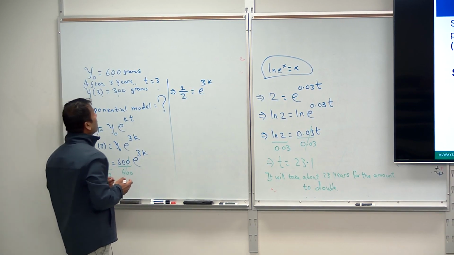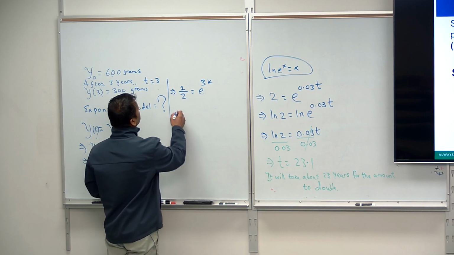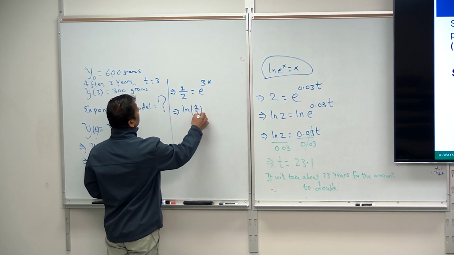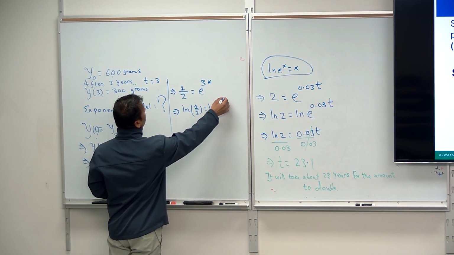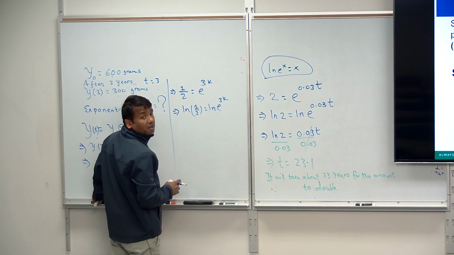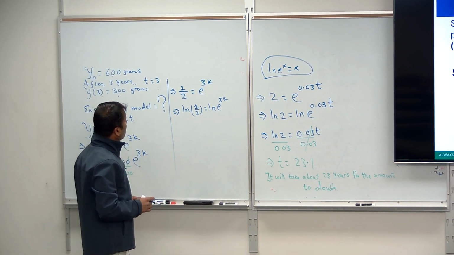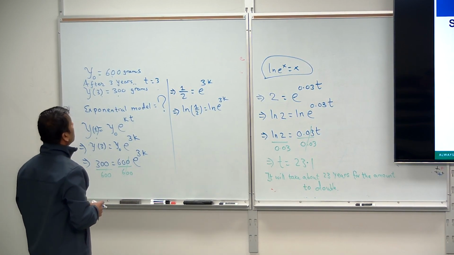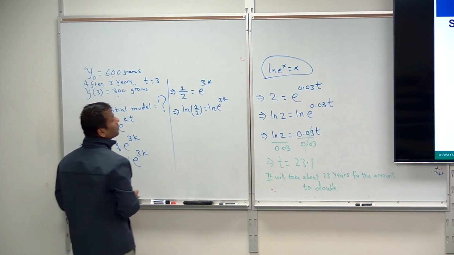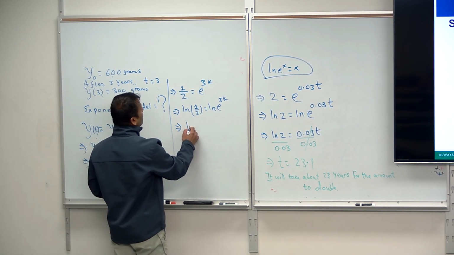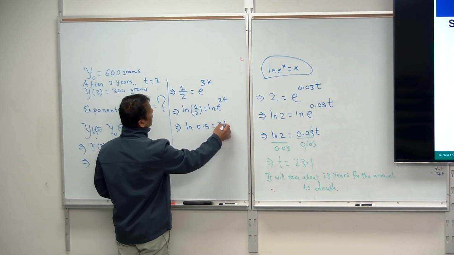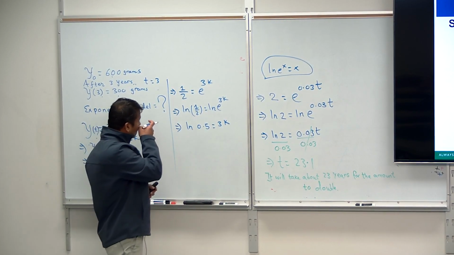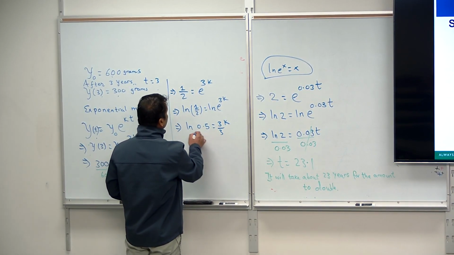So that will give you, take a natural log on both sides, so ln 1/2 equals ln e to the power 3k. Make sense? And you remember one thing, okay? ln 1/2 is same as ln 0.5, right? So this is same as ln 0.5 equals 3k, because ln e to the power 3k is 3k. So you divide both sides by 3.